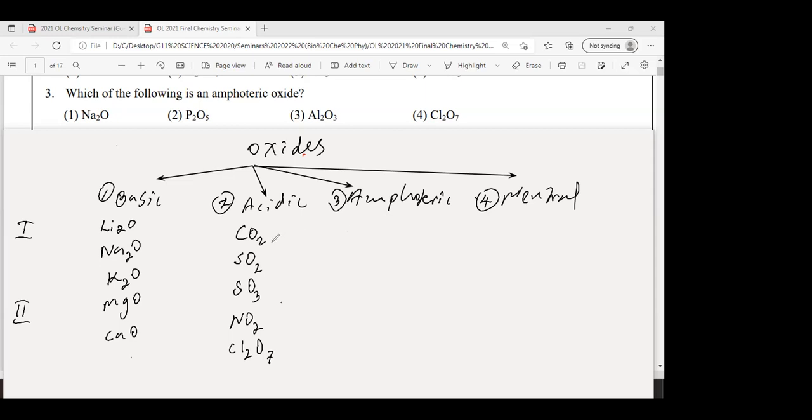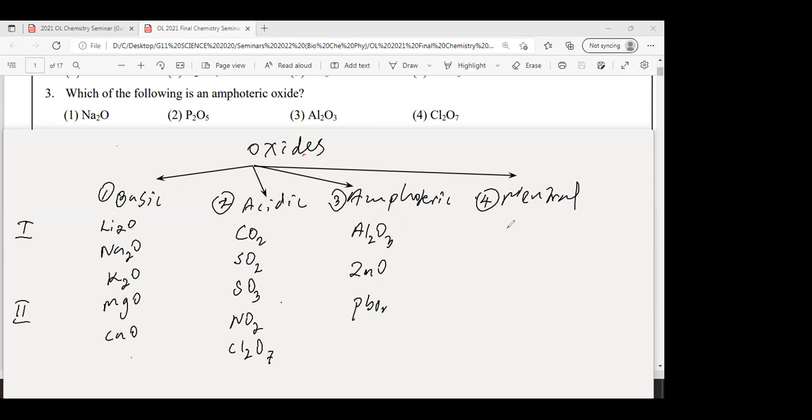Amphoteric: so acidic oxides react with bases. Basic oxides react with acids. Amphoteric oxides react with both. Amphoteric oxides can react with acids as well as bases. Example, the most common amphoteric oxide, aluminium oxide. There are many other amphoteric oxides like zinc oxide, but in your syllabus, the most common amphoteric oxide is aluminium oxide. Even lead dioxide, PbO2, is amphoteric.